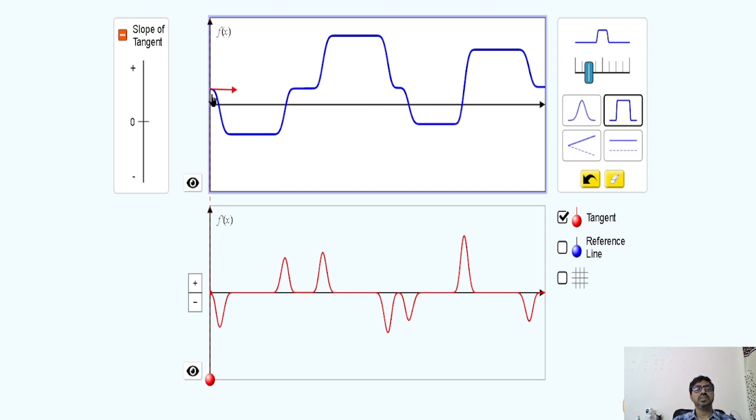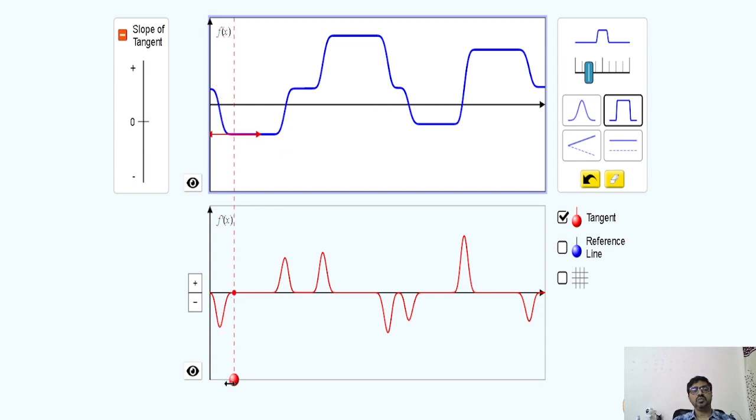So that means it is having 0 slope. Because slope is 0, you can see that the slope of the tangent is 0, f dash of x is also 0. As you move it to the other side, you see that the tangent becomes downward sloping. Whenever it is downward sloping, you see that the slope is negative, and so f dash of x is going to be negative in this region.